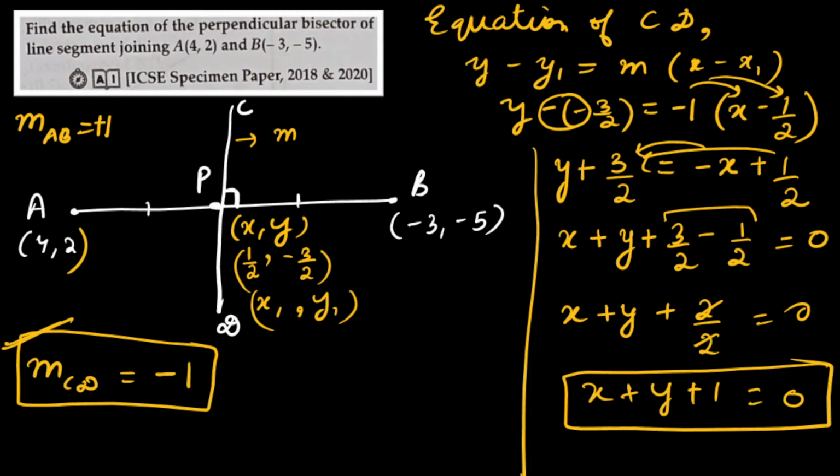So I can see Navya, Tejas and Tarun have given me the same answer. x plus y plus 1 is equal to 0 is the required equation. Let's do the next question now. So next question you can see on my screen.